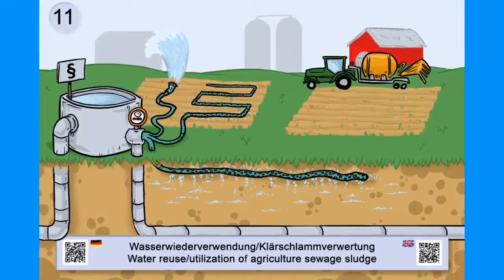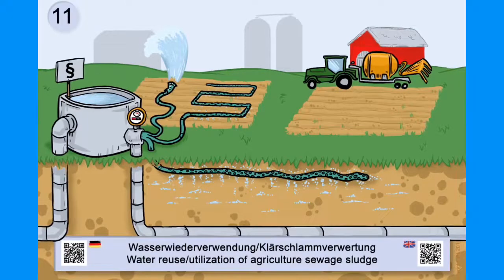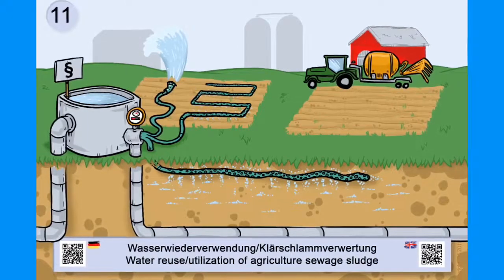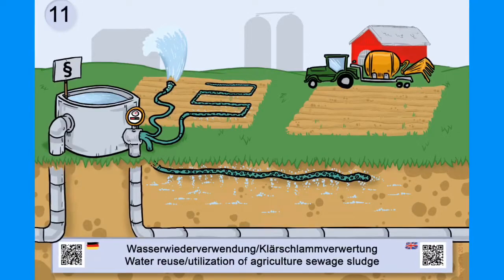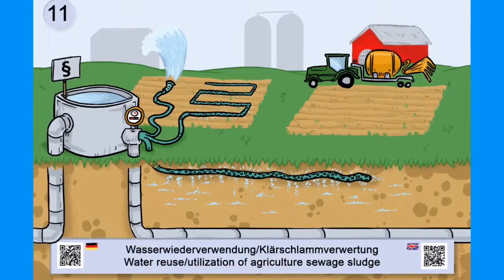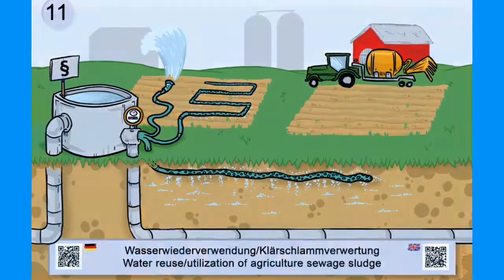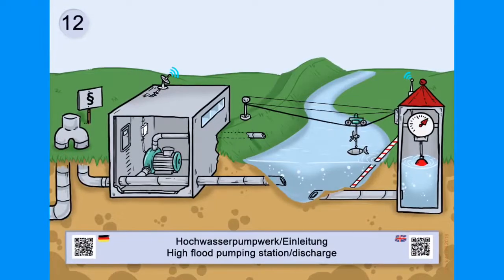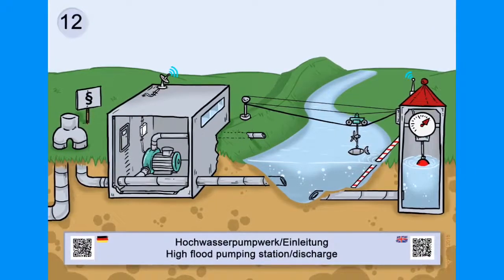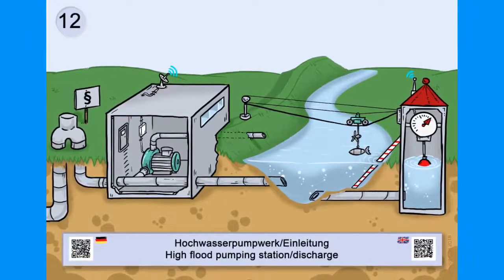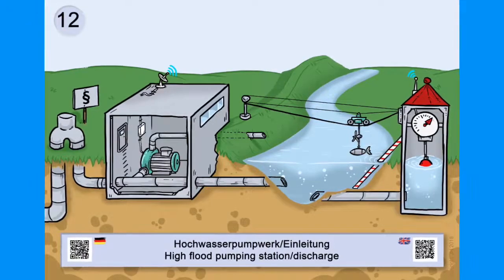But of course it has to be treated more with more modern technology. But water is needed for agriculture. 70% of the world's water is used for agriculture. Now we come to the end. The water goes back either into irrigation and groundwater, or it goes back to the rivers over a high flood pumping system.